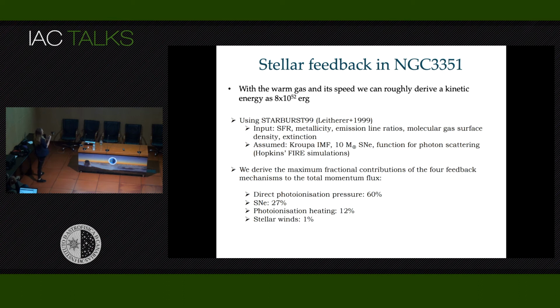So with the velocities, for example, we derive a kinetic energy of 8 times 10 to the 52 ergs. And using Starburst99 and the measured star formation rate, there is a way, doing some assumptions, to disentangle which different type of feedback is contributing to this final momentum. So it seems that in this case, the dominant mechanism is the direct photoionization pressure.